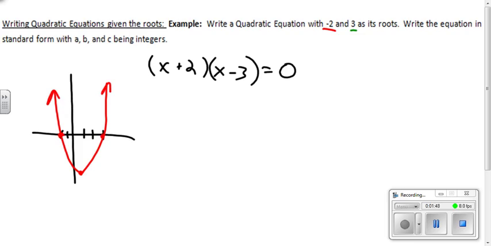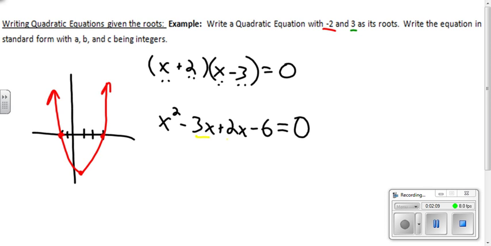Now that we have our factors, we just need to get it back into standard form, which is just as simple as foiling. X times x is x squared. X times -3 is -3x. 2 times x is +2x. And 2 times -3 is -6. And it all equals 0.